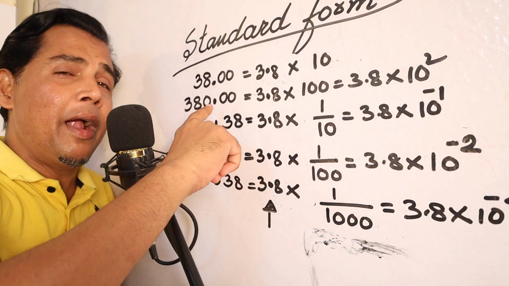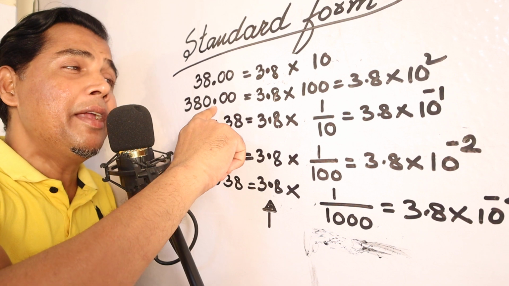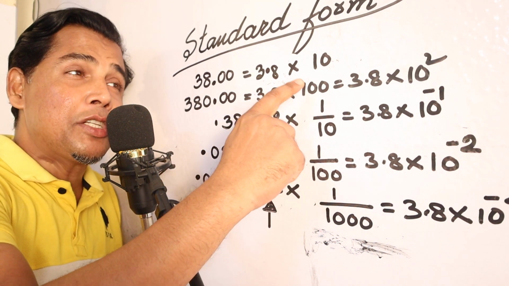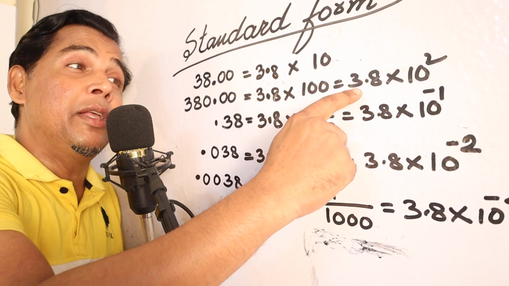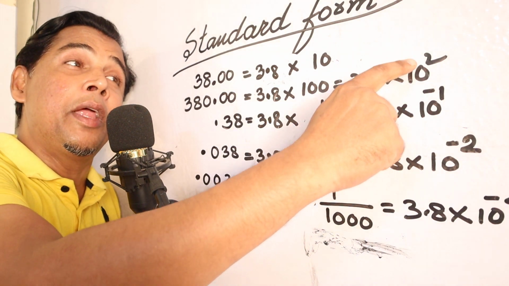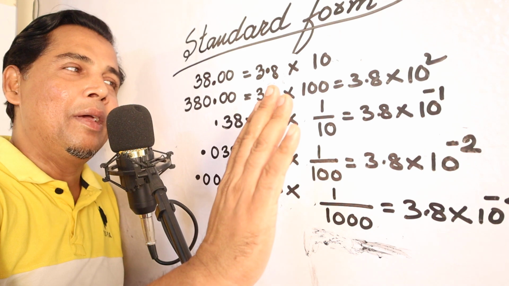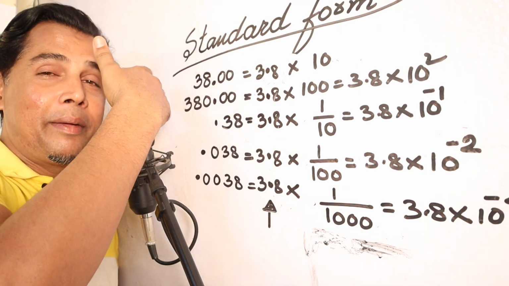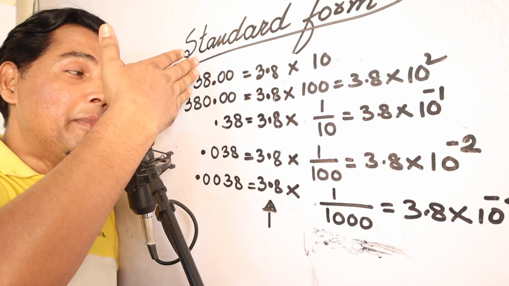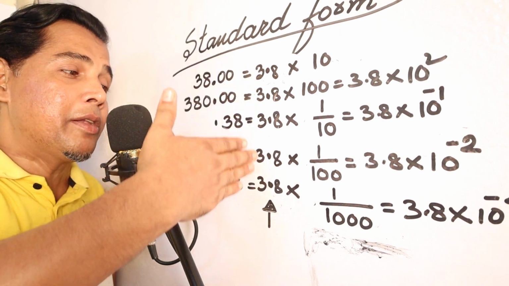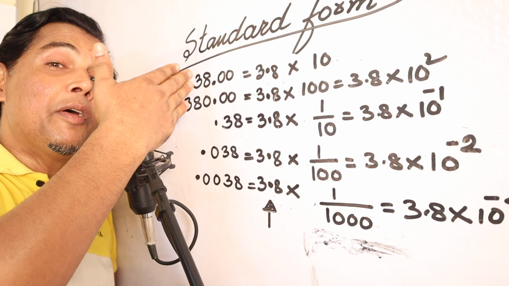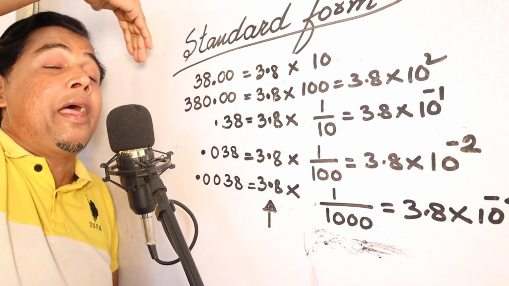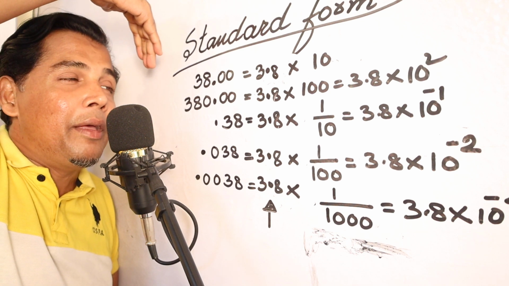If you want to convert 380, that will be 3.8 into 100, and the short form, the calculator form, is 3.8 into 10 to the power 2. So you understand these are the bigger numbers. From the point line, this is the point line, right? If the journey is to the left hand, that is the bigger number.